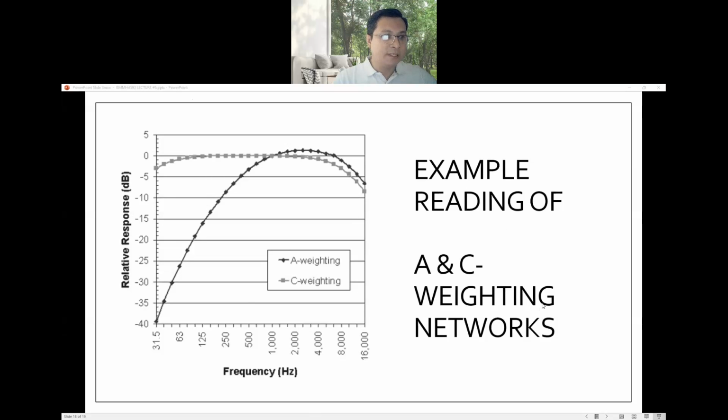This is an example reading of weighting. This example, after measurement, shows relative response in decibels across frequency. One axis is the frequency, which is related to the dB. Then the curve peaks and comes down by the frequency and by the response in dB.